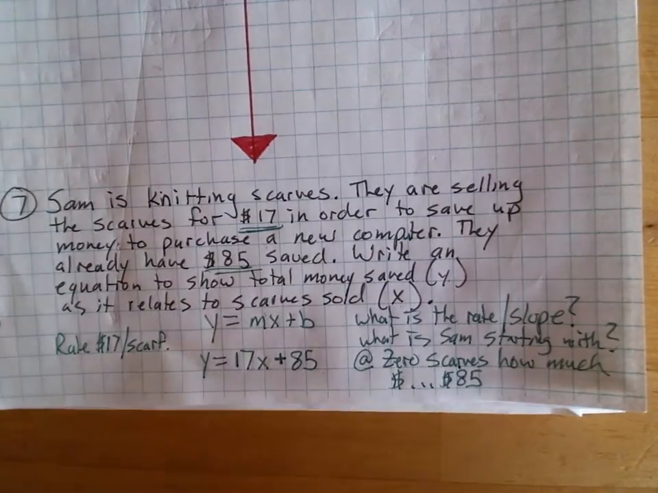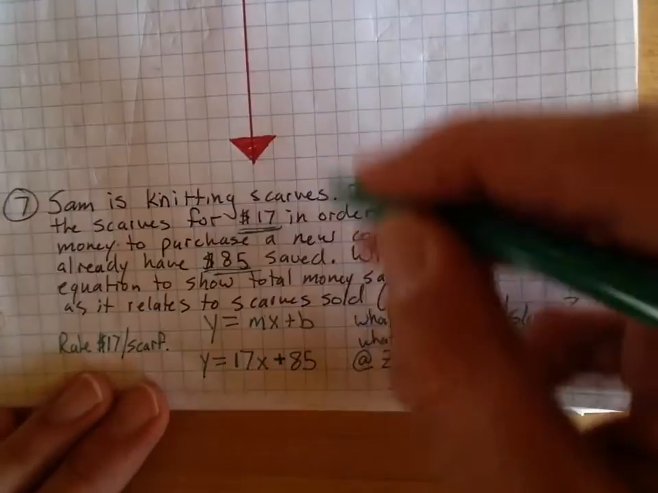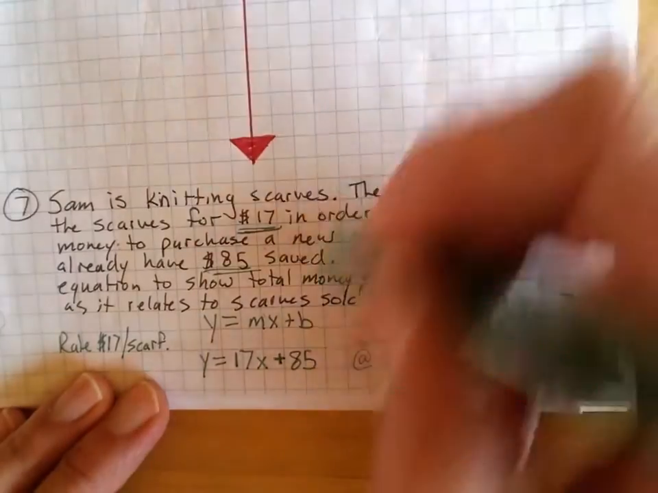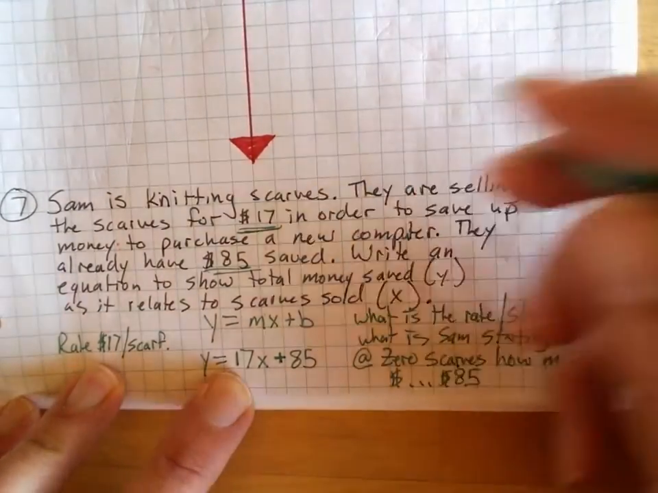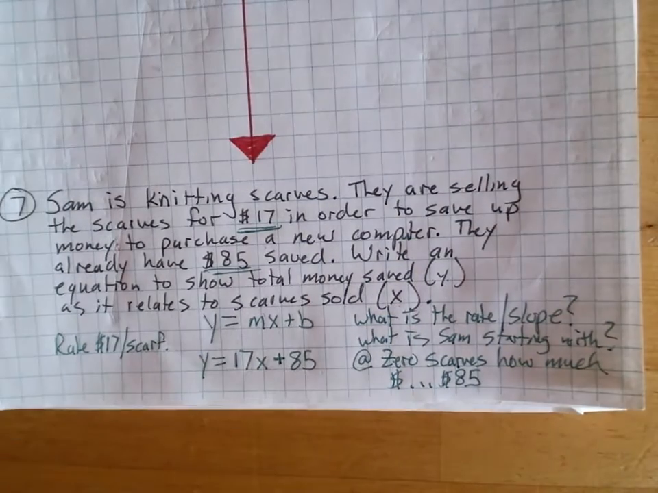From that point, you know the y-intercept. You can graph it. 85, boom. And then you use the slope. Up 17 over 1, up 17 over 1. And then you can graph that and you're set. You've got your line. Guys, those are your notes.